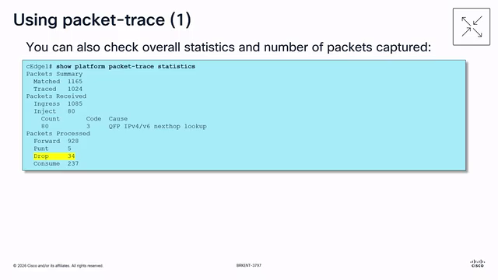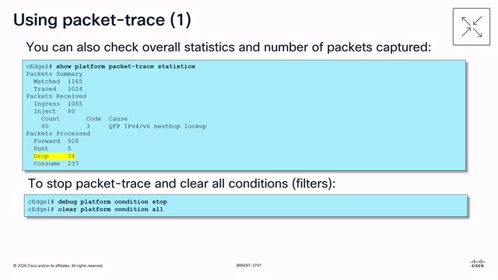So maybe you started it, and then you want to check if you're really capturing anything. This is the statistics overview. It will tell you how many packets were dropped, how many forwarded, and match it to your trace conditions. Then you can stop it manually and clear all conditions, right?